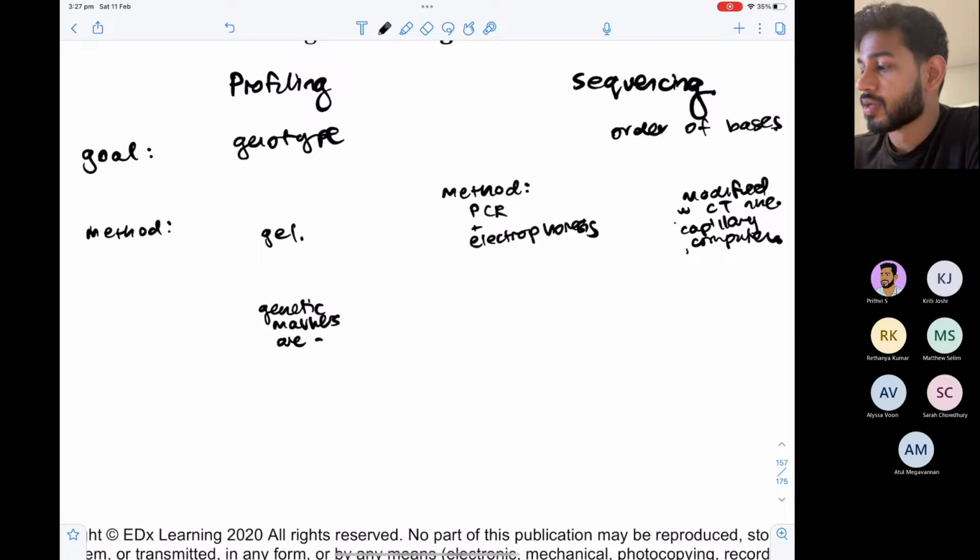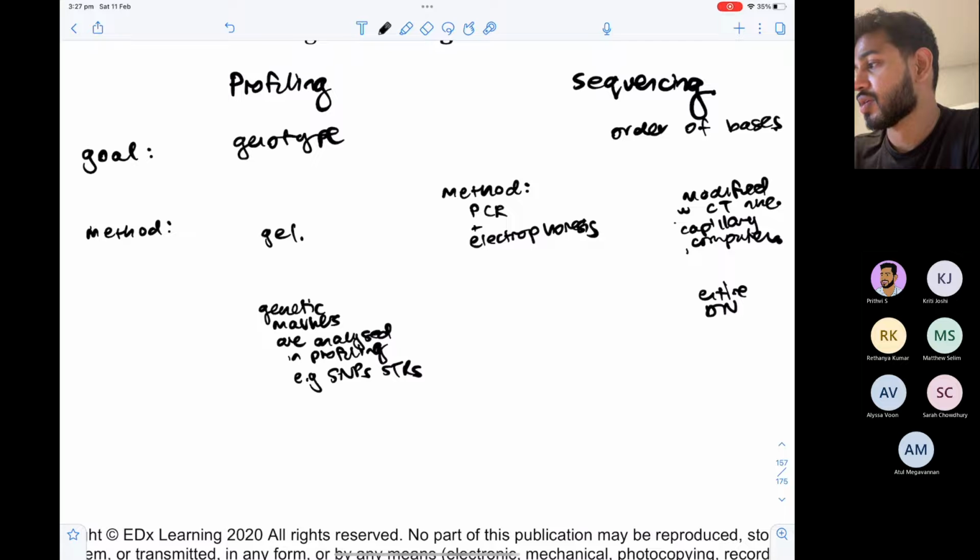So you could say, okay, genetic markers are analyzed in profiling, right? E.g. SNPs, STRs, whereas entire sequences of DNA can be analyzed via sequencing.